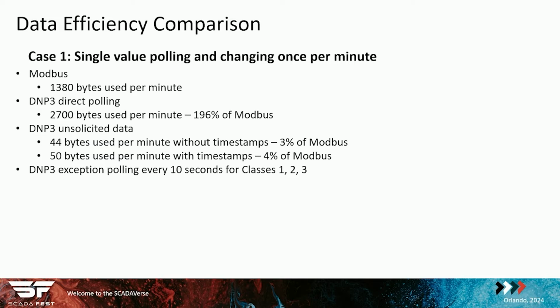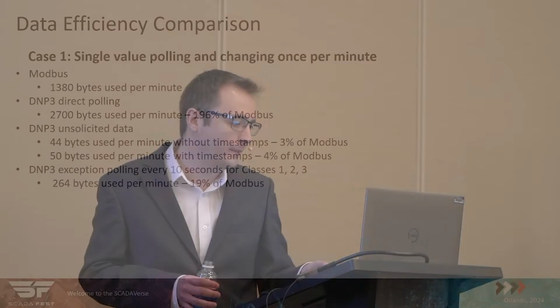The other option is you can do exception polling. Say you poll for exceptions, but you do that every 10 seconds because you know you're going to get your timestamps backfilled, instead of polling for exceptions every second. That's going to use about 264 bytes, 20% of what Modbus is doing.